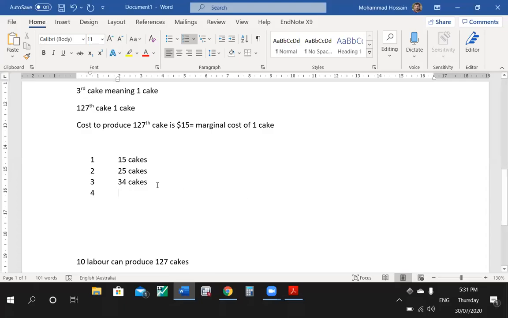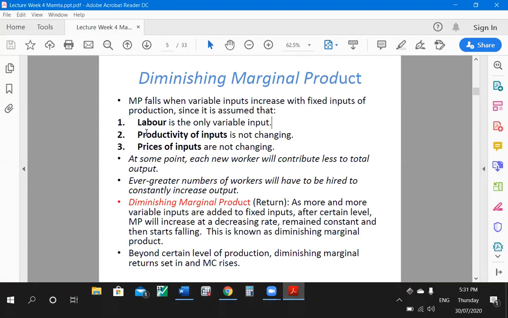Okay, so now the fourth labor might be producing, let's say, 41 cakes, like this. So you can see here that it's increasing, that's true, but how much is it increasing? When you add one extra labor, the increases are 10, 9, 8, decreasing slowly. You see that? It is increasing your production, but at a decreasing rate. That's what we mean here by diminishing marginal product or return.